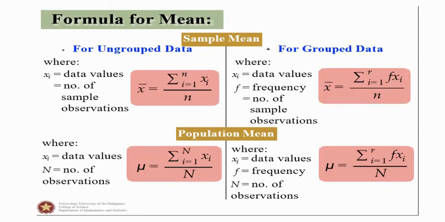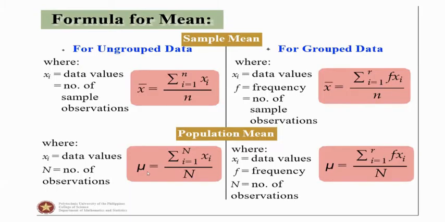So the summation of x sub i, where i goes from 1 to n, divided by n. What is x sub i? It's a subscript, representing the number of data values. If you're getting the mean of, let's say, the ages of 10 students, then we have x sub 1 up to x sub 10. So the summation of x sub i, where i goes from 1 to 10, divided by n. You just get the sum of all these values, then divide by the total number of sample observations, okay?